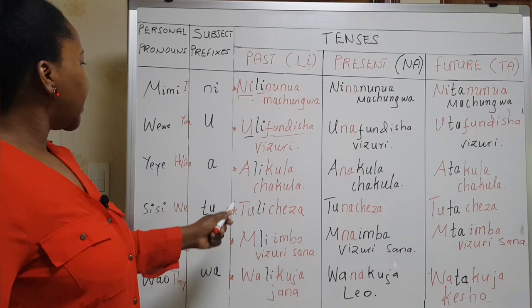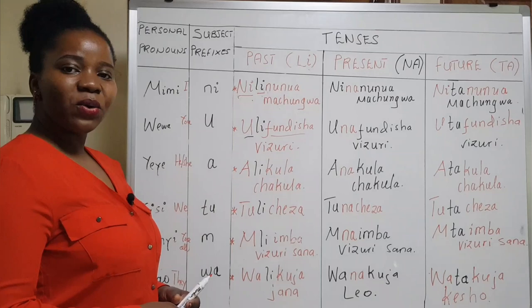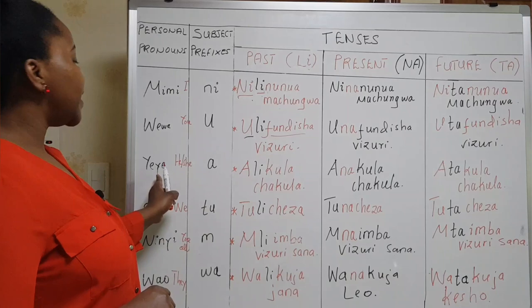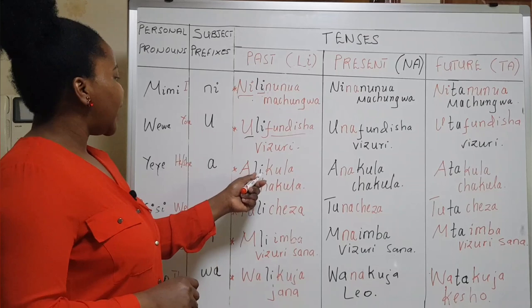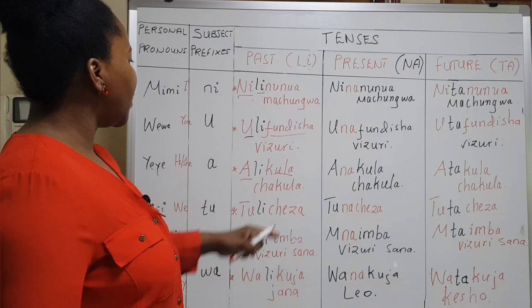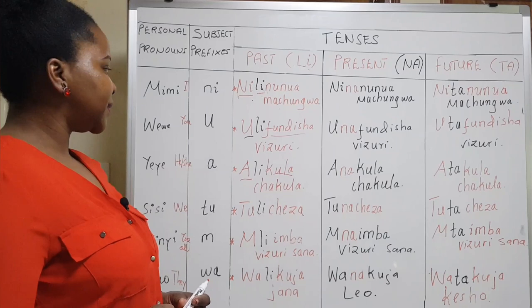Okay, another example here is alikula chakula. Remember, for the past tense we use li. So a represents he or she, yeye. Ali, he or she. Li is for the past tense, and kula is the verb, which is eat, and chakula is food. So alikula chakula means he or she ate some food.